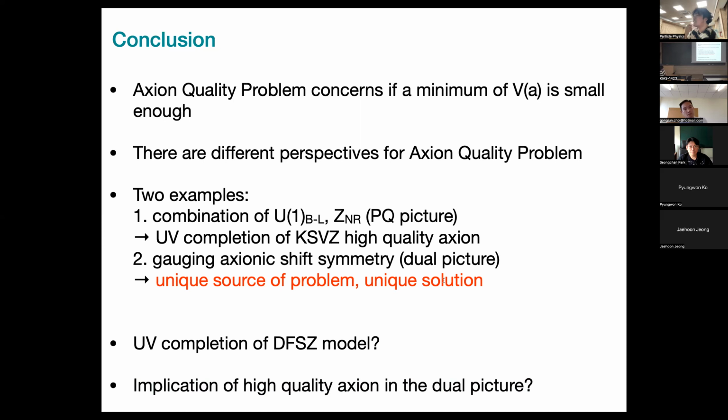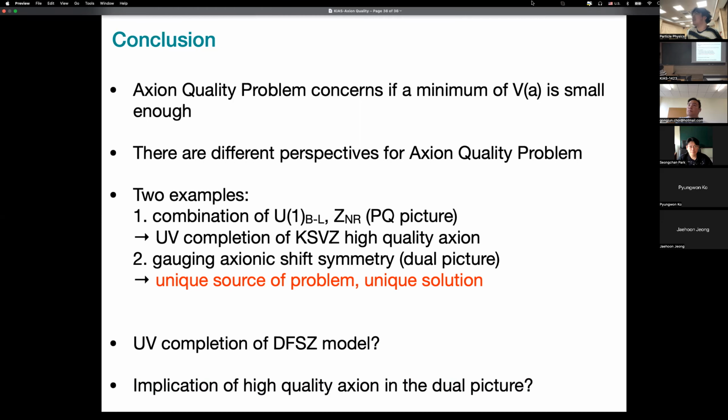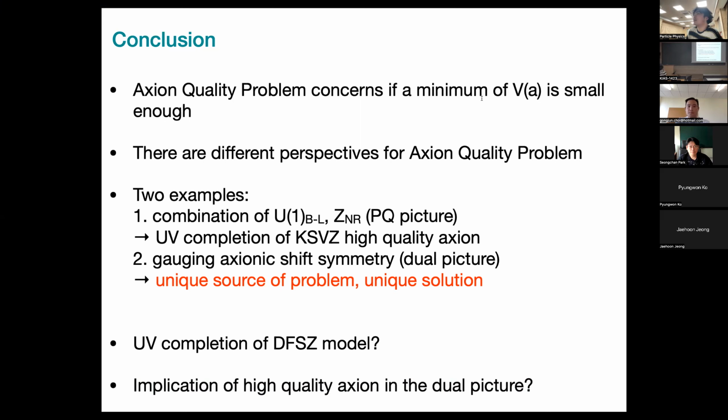Actually, I have one more question. Sure, go ahead. A much more silly question. I felt a similarity between your theory, I mean your U(1) Peccei-Quinn and U(1) B minus L, and some non-invertible symmetry discussions. Do you know of any relation between non-invertible symmetry and this U(1) Peccei-Quinn and U(1) B minus L, and also might it be some solution for the axion quality problem?